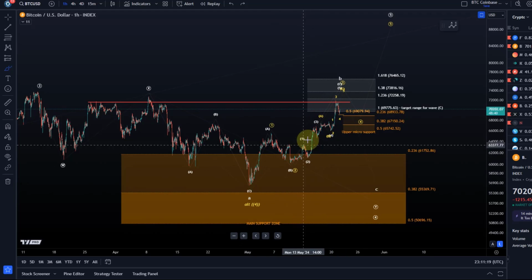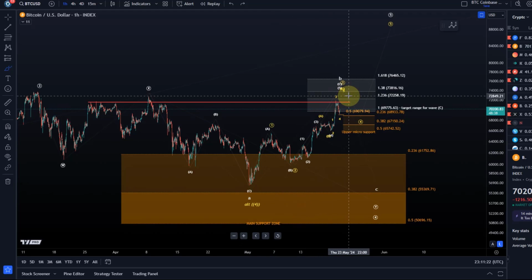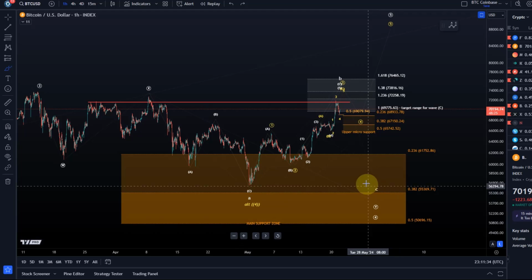And even in this B wave, we could still stretch a little higher. We don't need to, however. So this B wave could top at any time, which is why I'm adding the support regions. Once they break, I will say that we have most likely started wave C to the downside. At the moment, we haven't even broken the first support level.